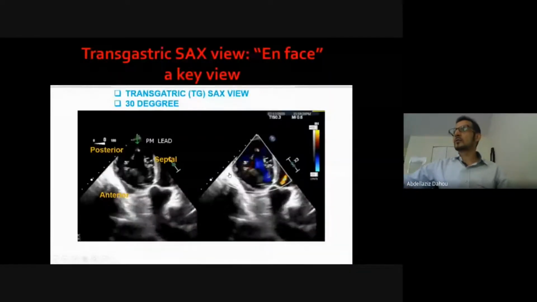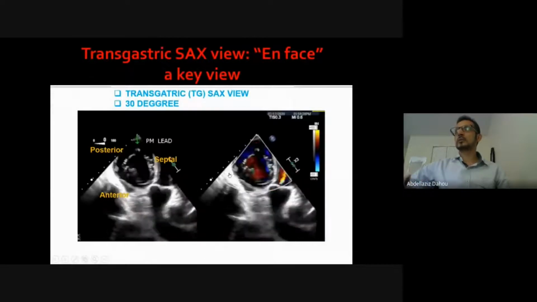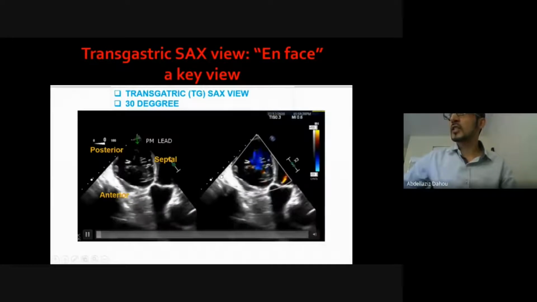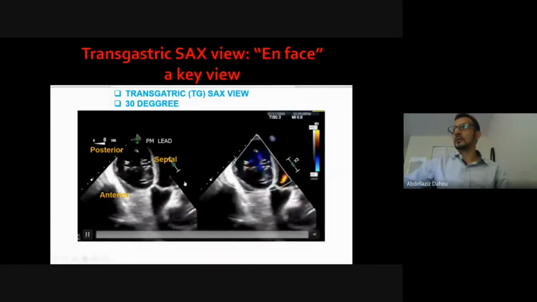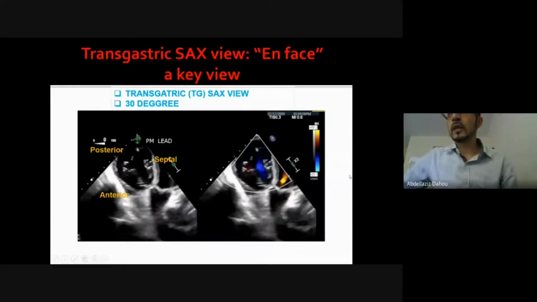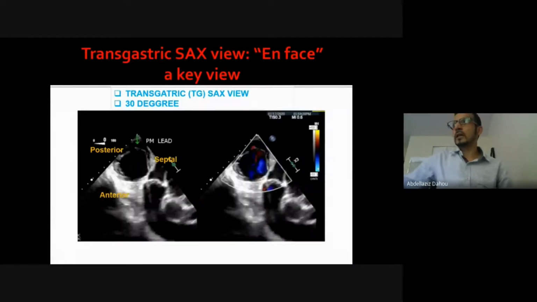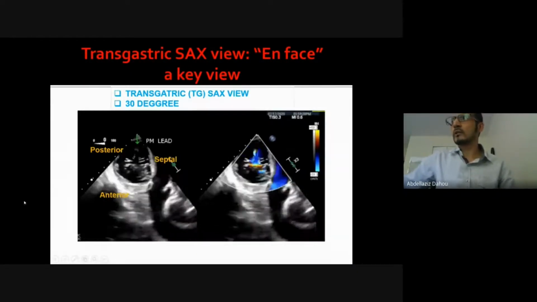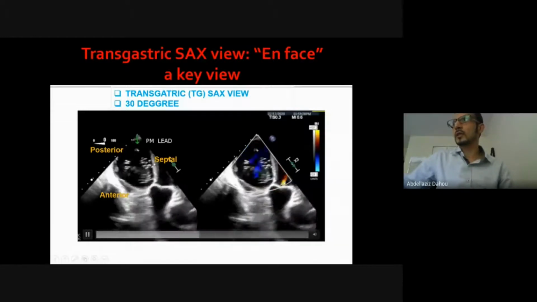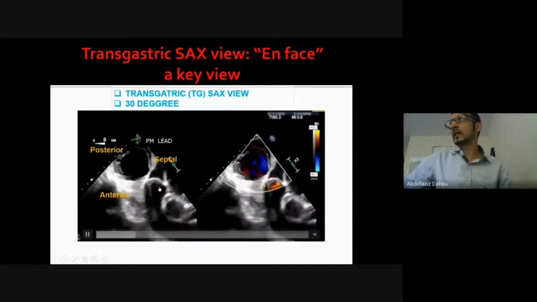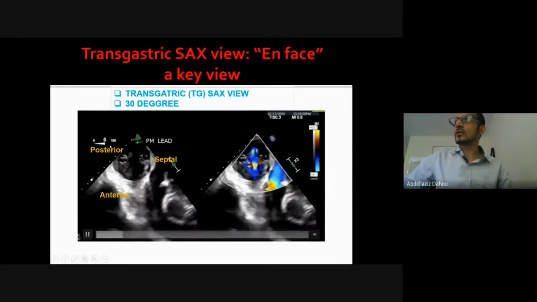The second key view, and this is, I would say, the most important of all the views. This is the transgastric short axis view of the tricuspid valve, and we call it the en-face view. The valve is looking at you. We are looking at the valve from the right ventricle perspective here. So this is the septal leaflet on the right side. The anterior leaflet is close to the aortic valve, and the posterior leaflet is to the other side.